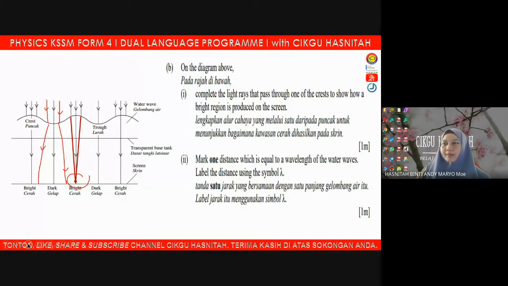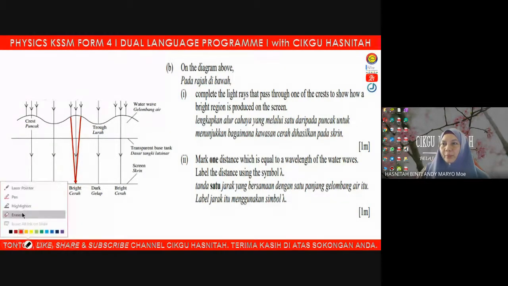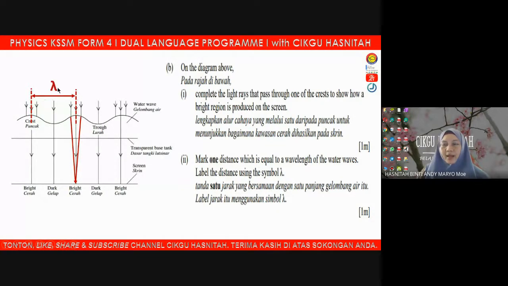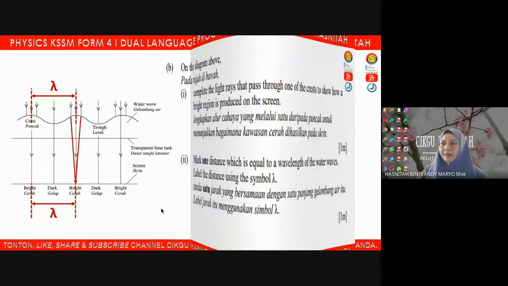So where to mark the wavelength? You can mark the wavelength here, from the first crest to the second. This is considered as lambda. Or it can be from 2 consecutive bright regions, or from 2 consecutive dark regions. Any of them is fine. Label it as lambda.